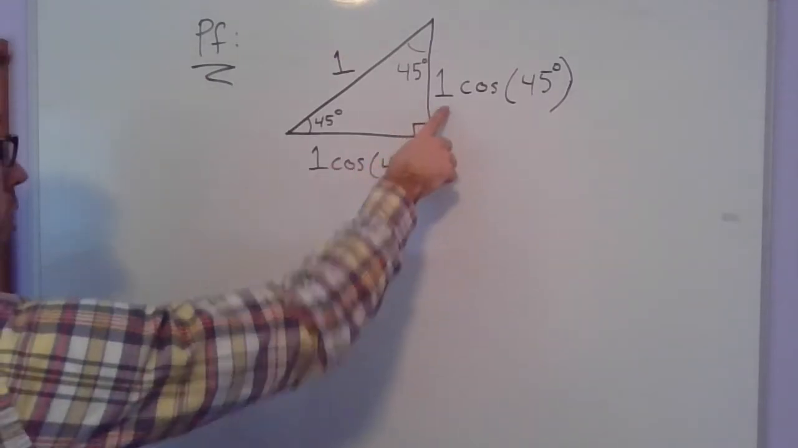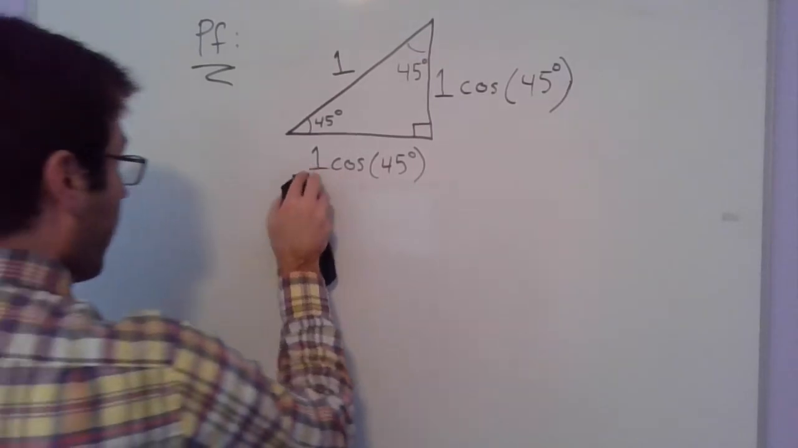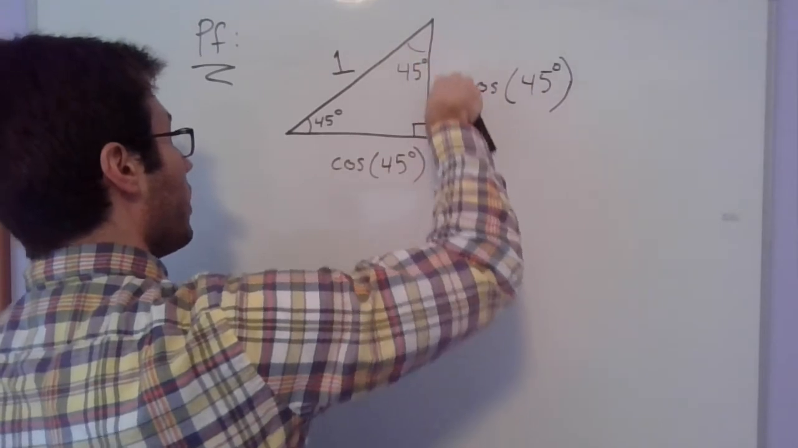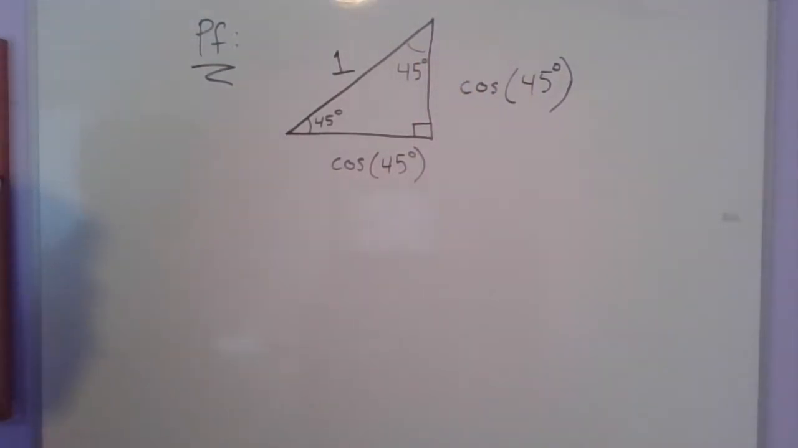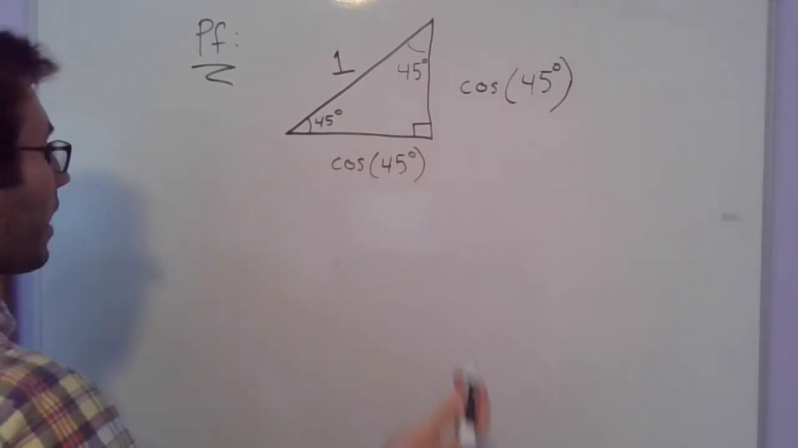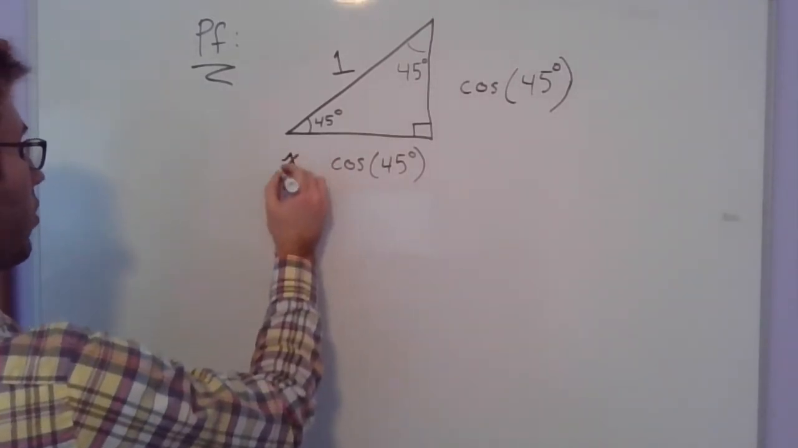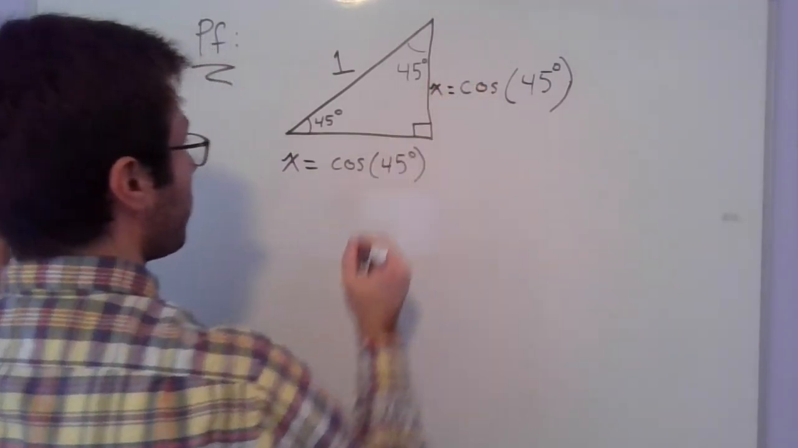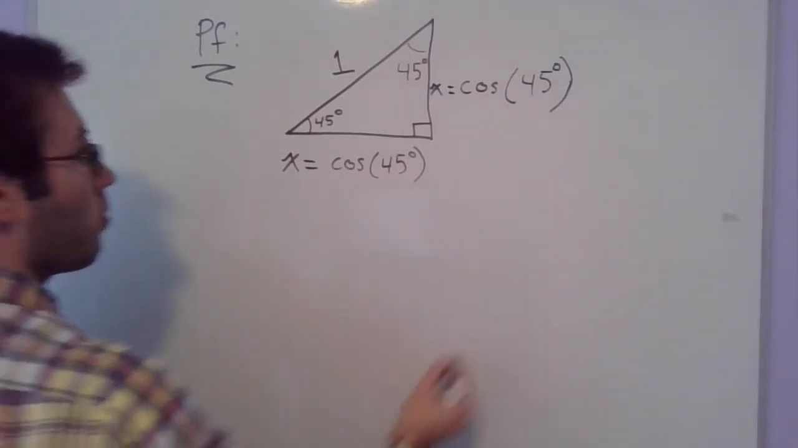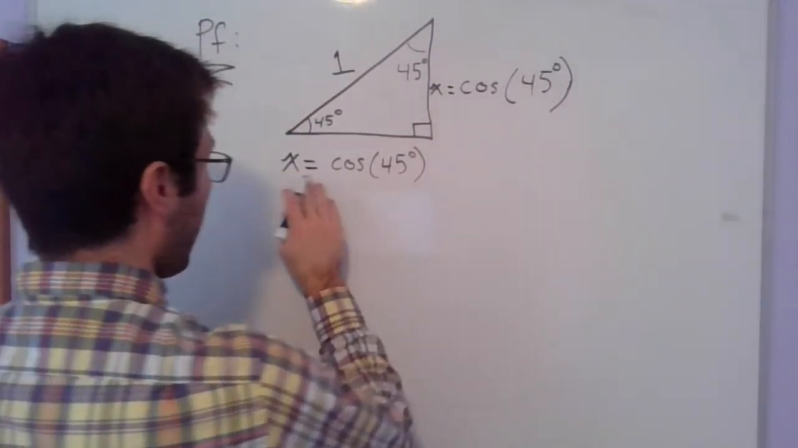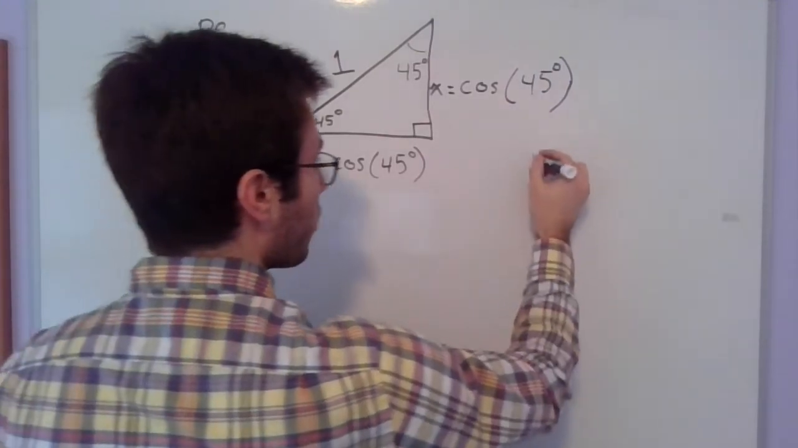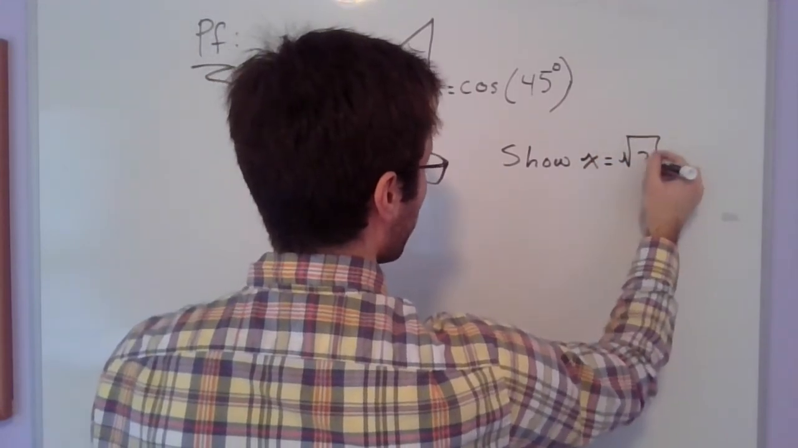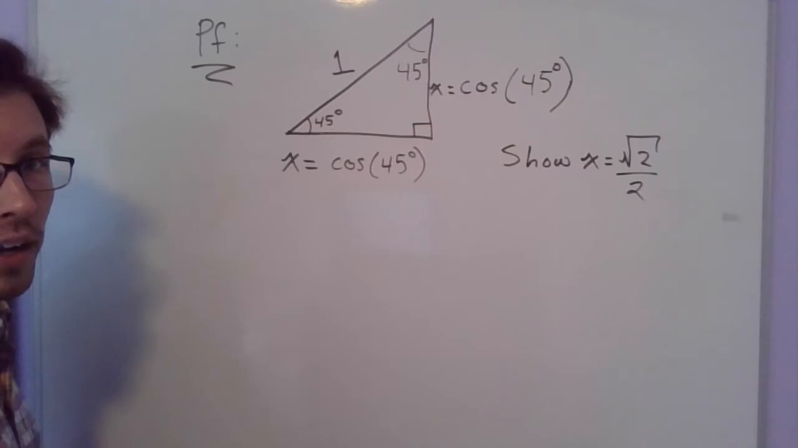Now I'm going to erase the number 1 because it's right there, just to clean things up a little bit. And in fact, so I don't have to write cosine of 45 degrees so many times, I'm going to call that x. And I'm also going to call this x. So again, I'm trying to show that x, this thing right here, is equal to square root 2 over 2. In other words, if I can show x is equal to square root 2 over 2, I'm good. So that's what I'm trying to show.